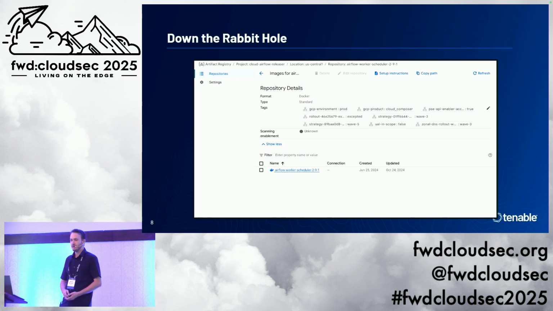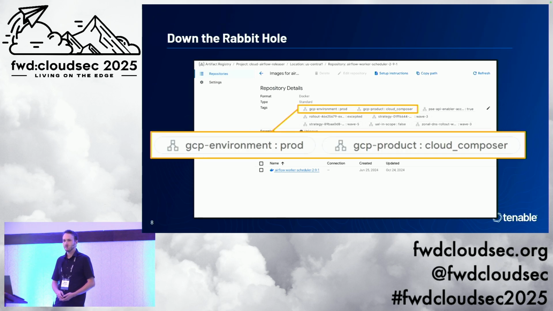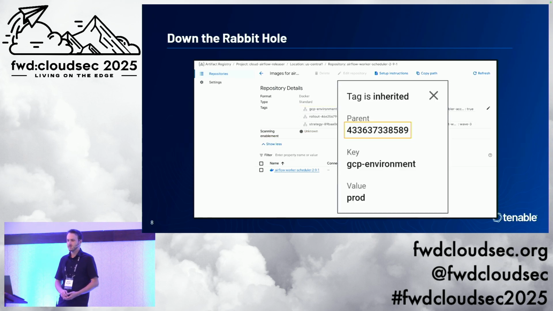Two tags in particular piqued my interest: GCP environment with the value prod, and GCP product with the value Cloud Composer. If I were to click on these tags, I would find that these tags are actually inherited from a parent with the ID starting with 433. If anybody were to look this ID up, you would find that this ID actually belongs to Google, and it's their organizational ID. So with all these context clues, we can pretty much understand that this is an image that was uploaded by Google to their own repository and is actually being deployed in cloud production environments.